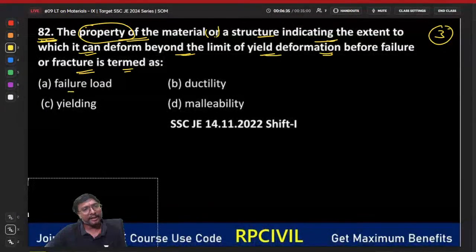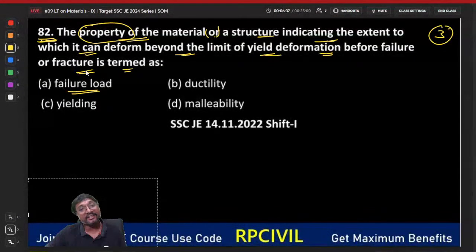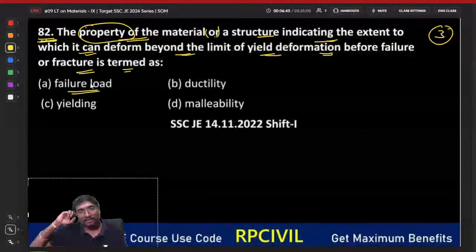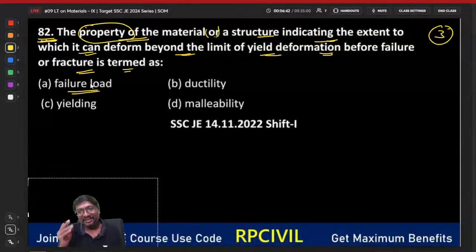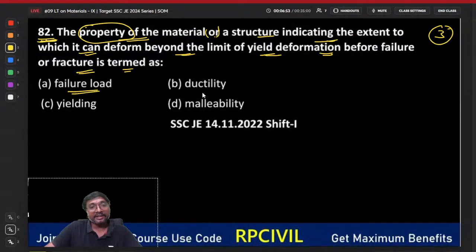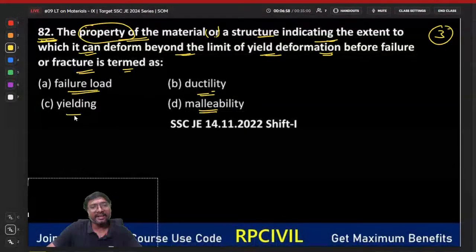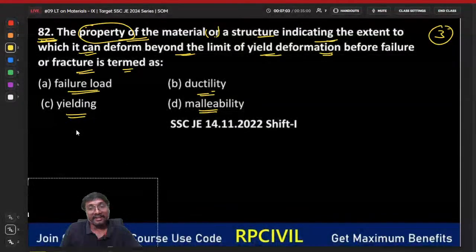Now tell me, failure load is the property or it is the value? Okay, very good. Can you call failure load a property? No, it is just a value, it is not a property. Now, ductility is a property and malleability is also a property, but yielding, is it a property or a phenomenon? Yielding is a phenomenon, it is not a property.